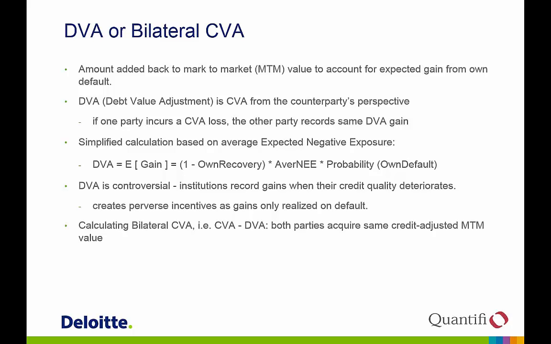DVA has some counterintuitive effects. Institutions record gains when the credit quality deteriorates. So that gives some strange incentives, as gains are only realized on default. Calculating bilateral CVA, so the netted amount of CVA and DVA, has the side effect that both parties acquire then the same credit adjusted mark-to-market value.